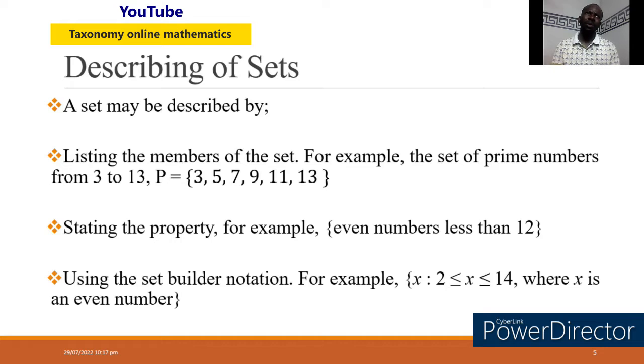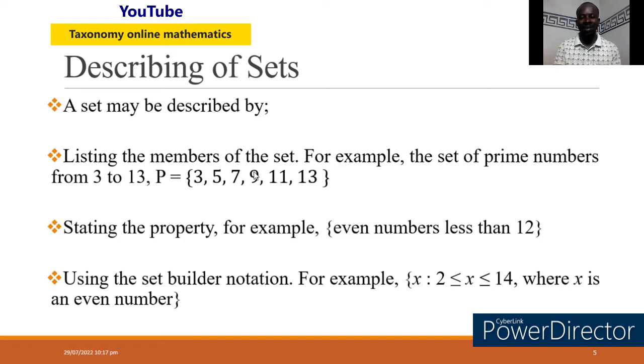Now, if you want to describe a set, how do we describe a set? For a start, we can say that set can be described in three main ways. One could be listing the elements. Normally, if you want to list the elements of a set, the elements are enclosed in a bracket, and each element is separated from the others by a comma. It is enclosed, meaning begin with a bracket and end with a bracket.